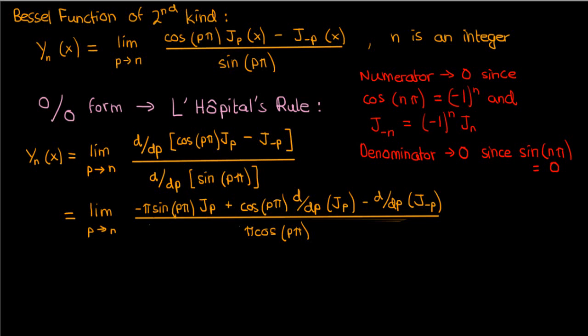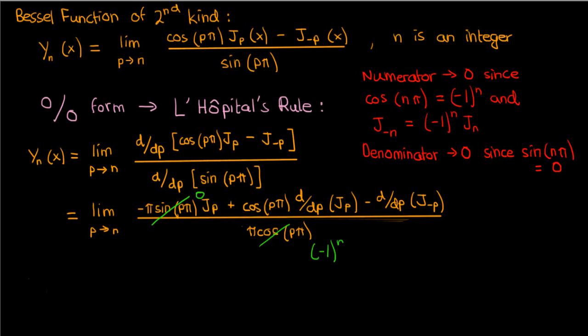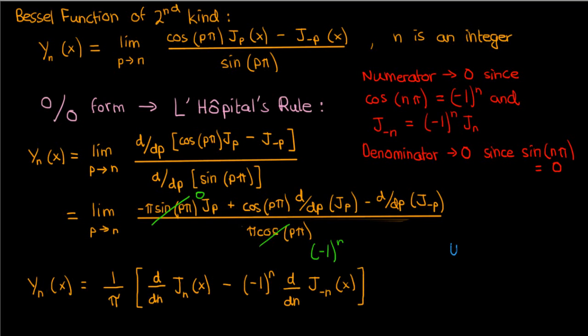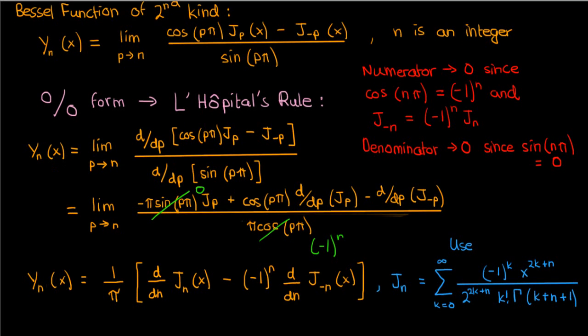Now what happens when we let p approach an integer n? Well, this sine becomes 0, and the cosine becomes negative 1 raised to the power n, which would leave this as our expression for y sub n. All we have to do now is take this expression for J_n and differentiate it accordingly with respect to n to get the Bessel function of the second kind.